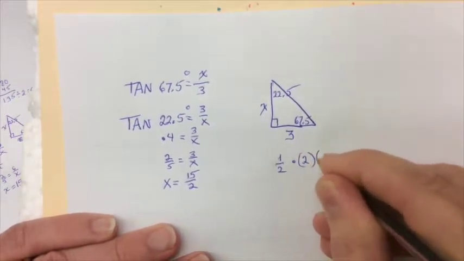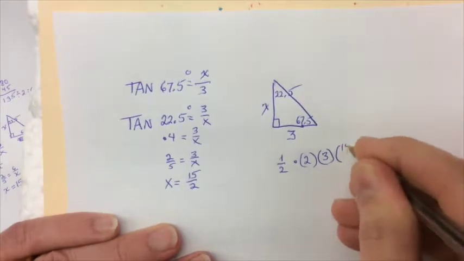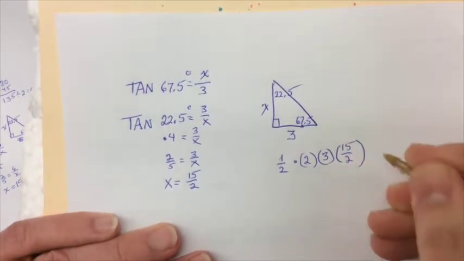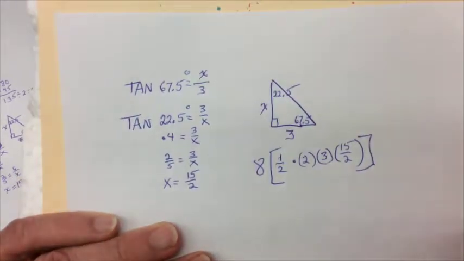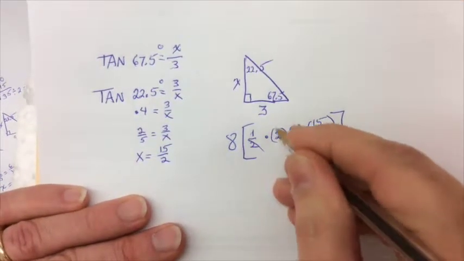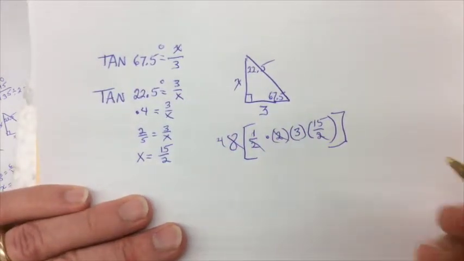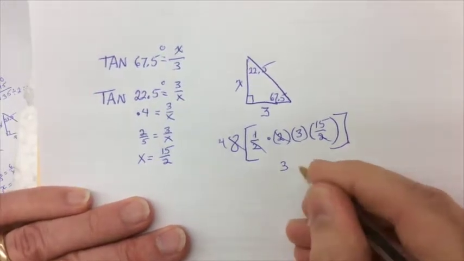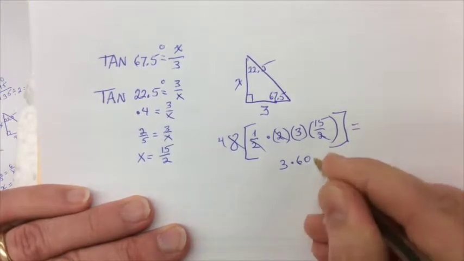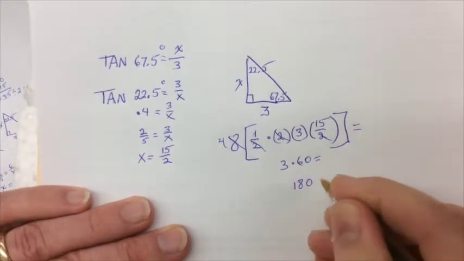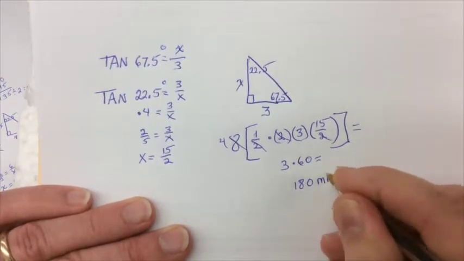I've got 1/2 the base, which is going to be 2 times 3, times the height, and multiply that by 8 because I've got 8 of these triangles. Now I've got a bunch of things that can cancel out here. I can cancel those 2's, I can cancel this 2 and the 8 and get a 4 over here. Now I can multiply 4 times 15 and get 60. So I have 3 times 60. And 3 times 60 is 180. And so that's my answer. 180 miles squared.